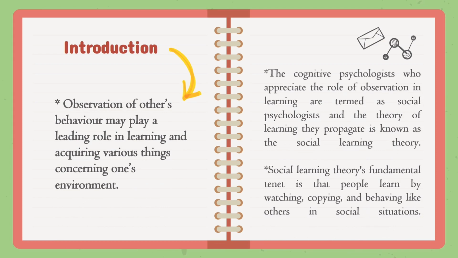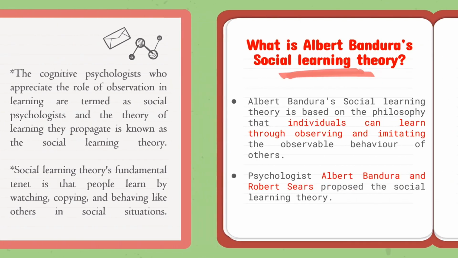We know that the basic structure of this theory reveals that the observation of others' behavior may play a leading role in learning and acquiring various things concerning one's environment. The cognitive psychologists who appreciate the role of observation in learning are termed social psychologists, and the theory of learning they propagate is known as the social learning theory. Social learning theory's fundamental tenet is that people learn by watching, copying, and behaving like others in social situations.